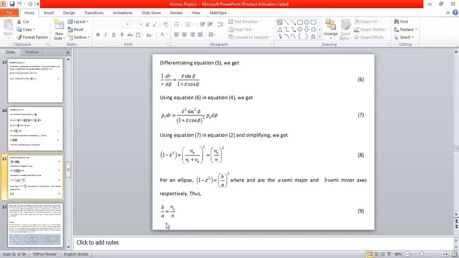b by a is equal to 1, that is, b is equal to a. If the length of the semi-major axis and the length of the semi-minor axis are equal, then it is no longer an elliptical orbit, it is a circle. So please remember, in Sommerfeld's model, circular orbits are also allowed.